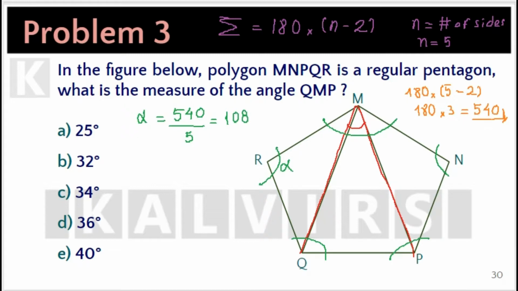Now, let's focus on isosceles triangle RMQ. Side RQ is equal to side RM. Therefore, the measure of angle Q is equal to the measure of angle M. Let beta.